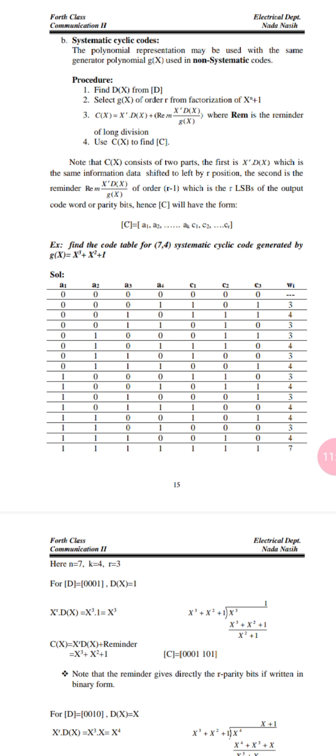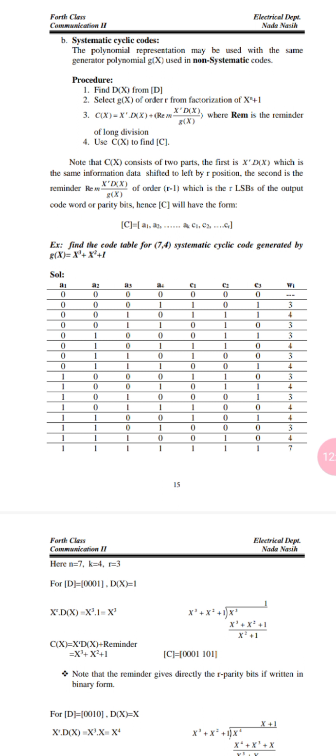Note that c of x consists of two parts. The first is x raised to r times d of x, which is the same information data shifted to the left by r positions. The second is the remainder of x raised to r d of x upon g of x, of order r minus 1, which is the r LSBs of the output word, or parity bits. Hence c has the form a1, a2, ... ak, c1, c2, ... cr, right?